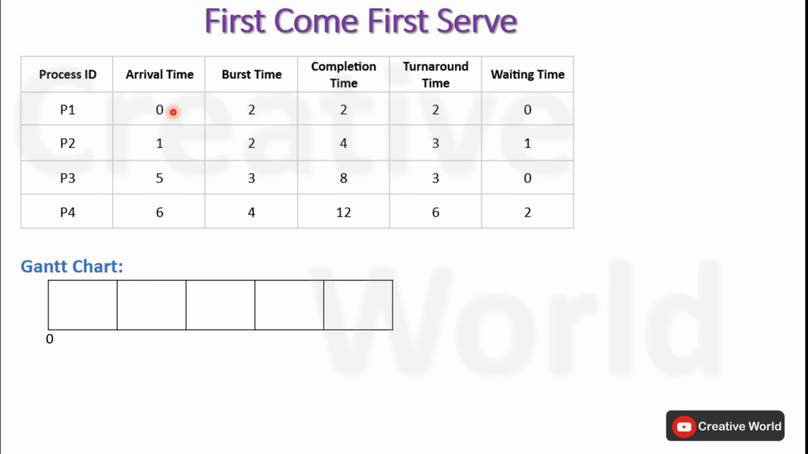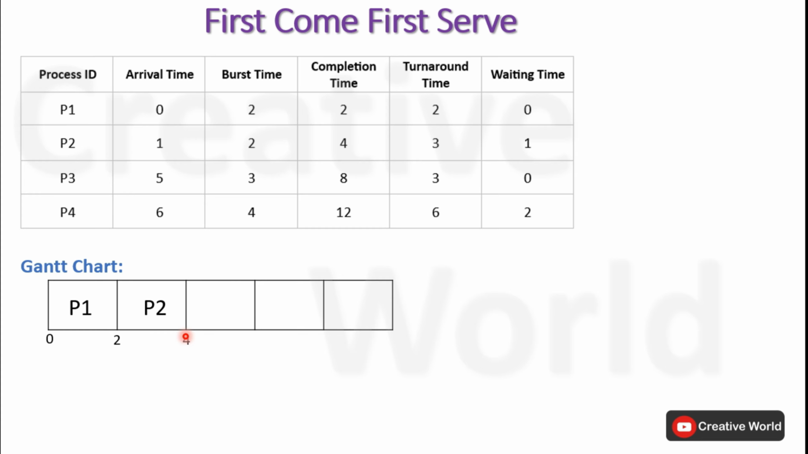Now at arrival time 0, P1 came, so P1 will be executed, but how much is the burst time of P1? It is 2. So P1 will be executed for time 2. Now the CPU current time is 2. During the execution of P1, another process arrived at arrival time 1. So the next first comer is P2 out of these three processes. So P2 will be selected for execution. Burst time of process P2 is 2. So it will execute for 2 cycles of CPU time and it will end at 4.